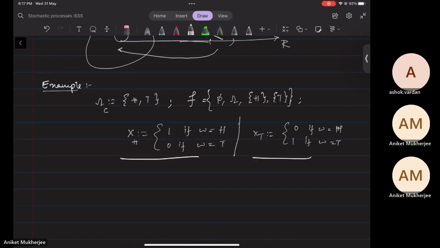Now, which random variable to choose, given a sample space, is a decision that you need to make. If you're interested in knowing the expected number of heads when I do this many times, then you choose a random variable such that you get 1 if omega is equal to H and 0 if omega is equal to tail. Then you are basically counting the number of times you're getting a head. Every time you get a head, you add 1, you add 1, you add 1. If you're interested in the number of times that I get tails, then you choose the other one.